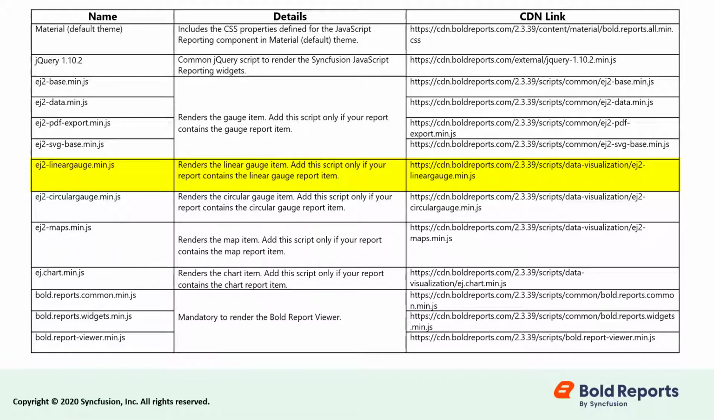ej2-lineargauge.min.js renders the linear gauge report item. ej2-circulargauge.min.js renders the circular gauge report item. ej2-maps.min.js is used to render the map report item. ej.chart.min.js renders the chart report item. bold.reports.common.min.js, bold.reports.widgets.min.js, and bold.reportviewer.min.js are mandatory to render the Bold Reports report viewer.